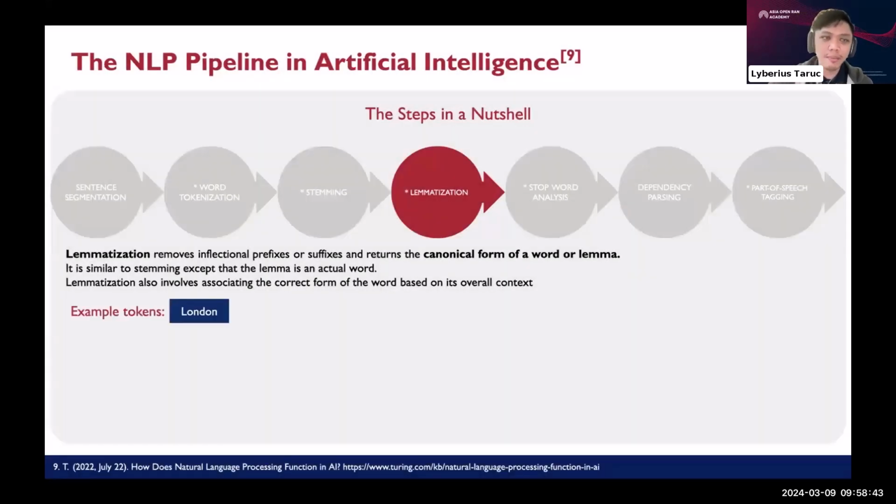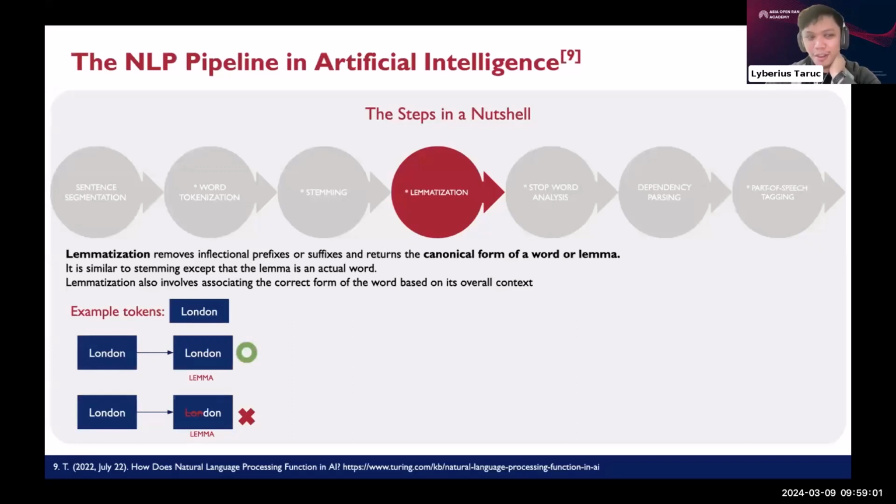Just to give you an example, let's take the word London again. In lemmatization, it is incorrect to say that the lemma of London is Don or even Lon, right? Because we know that London's lemma is also London. We know it to be a word or a name of a place, so its correct lemma is London.